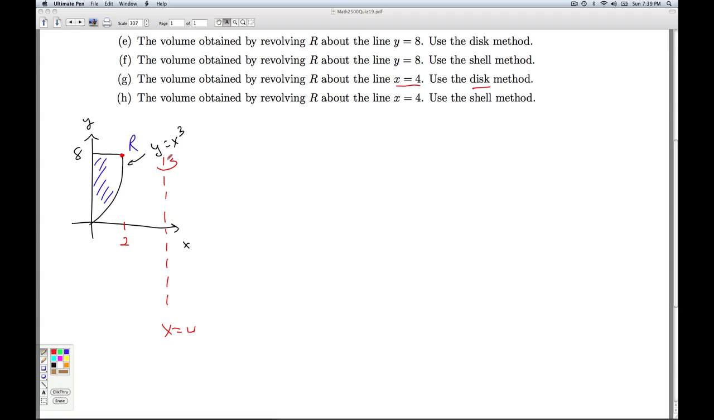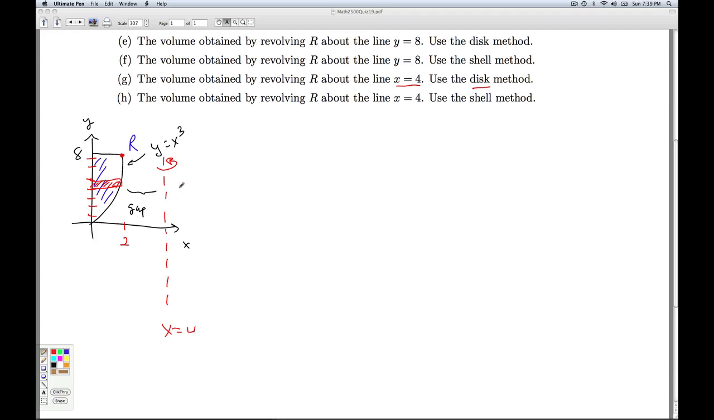So I'm revolving it around x equals 4 now. And so what do we do? We chop up the axis that's parallel to the axis of revolution to get our disks. That means we're going to be chopping up the y-axis. So I draw in a representative rectangle here. I imagine whooshing that around. I'm not going to get a disk. I'm going to get a disk with a hole in it. Why? Because once again I have this gap here.